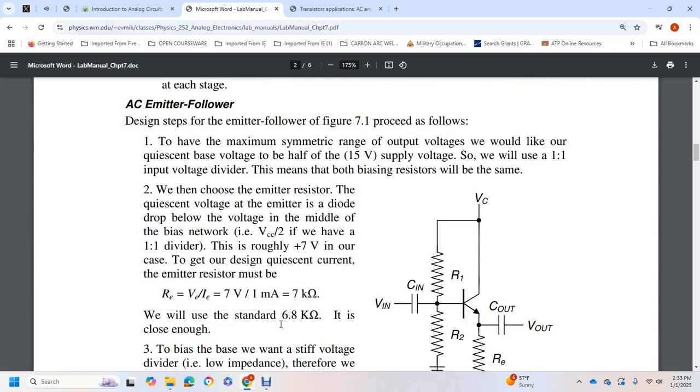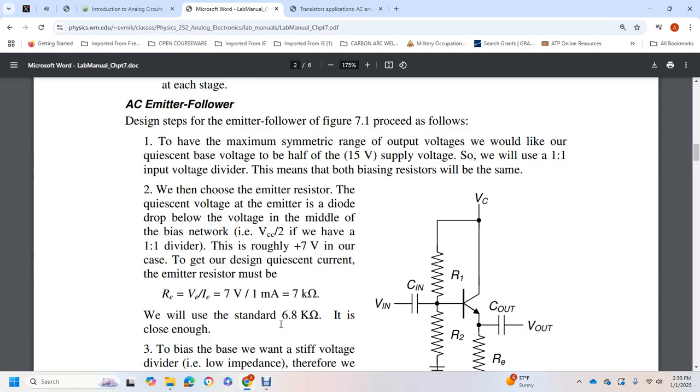Alright, the design steps of the emitter follower. Figure 7.1 produces the maximum symmetric range of output voltages. Your quiescent base voltage would be half of the 15 volt supply voltage, so we use a 1-to-1 input voltage divider. This means that both biasing resistors will be the same.